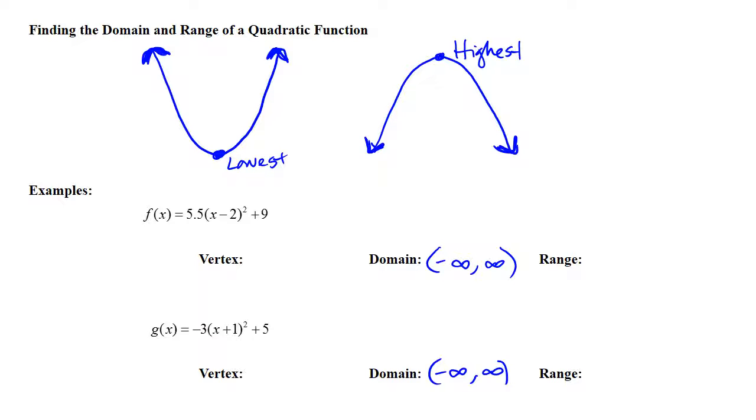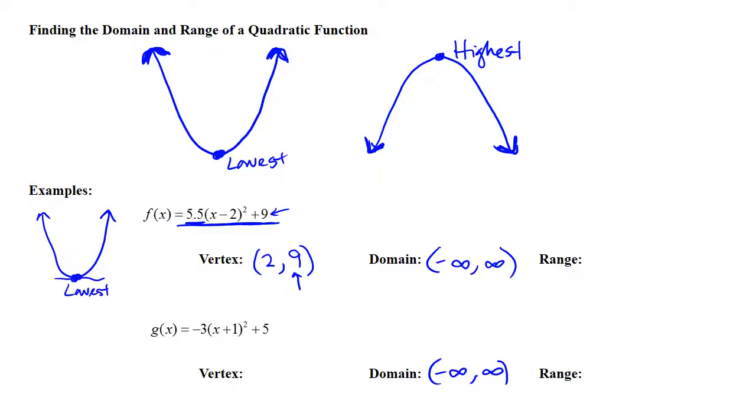Well, in the first example, f of x equals 5.5 times the quantity x minus 2 squared plus 9, we have a positive leading coefficient. That means the graph is going up, and therefore the vertex is a minimum. It's the lowest point. So if I can figure out what that vertex is, which if the graph is written in vertex form is pretty easy, take the value from inside of the parentheses. Remember, switch the sign. So my x value of the vertex would be 2, and then the number outside that's added on or subtracted would be my y value. Sign stays the same. So my vertex here is 2, 9.